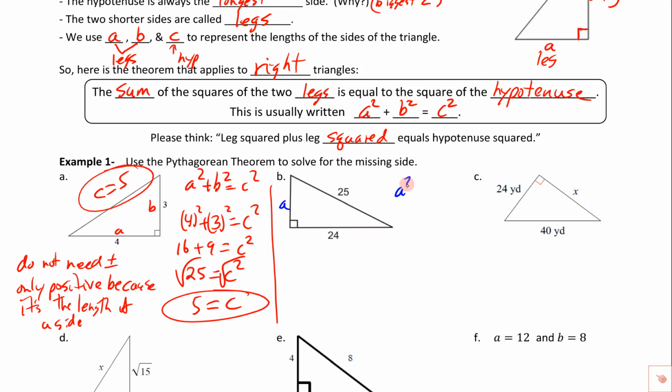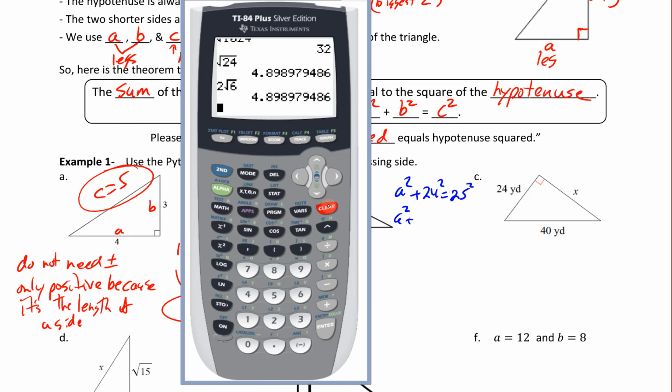So we're going to do leg squared plus leg squared equals hypotenuse squared. So this is going to be a squared, and this is where it's helpful to have some of these memorized or have some idea what's going on here. These numbers are a little bit bigger than the ones we had memorized, so we're going to grab the calculator. We are going to do 24 and we're going to square that. So we get 576, and before I get rid of the calculator, let's go ahead and do 25 squared. It's got to be a little bigger than that, so it's going to be 625.